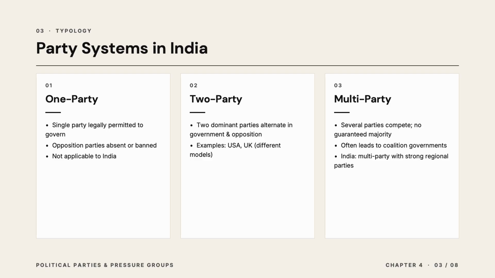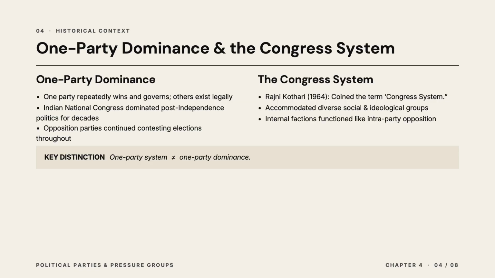Shall we continue? I think we stopped at the party systems, and then we will switch to one-party dominance in the Congress system. Here's one-party dominance: one party repeatedly wins and governs. We had that system in the early post-independence era, where none of the political parties were able to overpower the Congress, the Indian National Congress, and only in the 1970s did the Congress weaken a little bit, mainly because of Indira Gandhi.